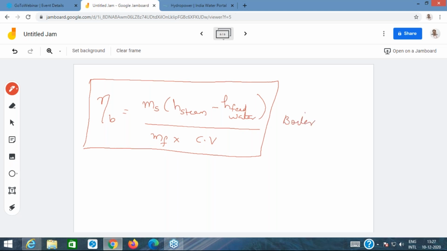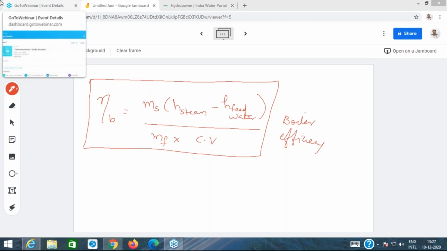Is this understood? Yes or no? This is the expression for calculating the boiler efficiency. I hope that is clear to you. Okay, so Akanksha has said that she has understood this. It's very simple. Thanks, Rushali, Nikhil, all that.